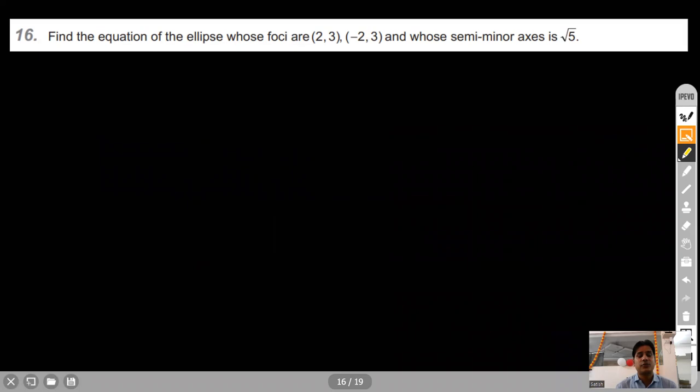Find the equation of ellipse. Again, we have to write the equation of ellipse whose foci are these, and whose semi minor axis is root 5. Okay, so basically the distance between foci is given. So what will be the distance of foci? This is 2ae, the distance between the foci. If you observe, the y coordinates of both the foci are 3, right? So from here, you can see y equal to 3 will be your major axis.